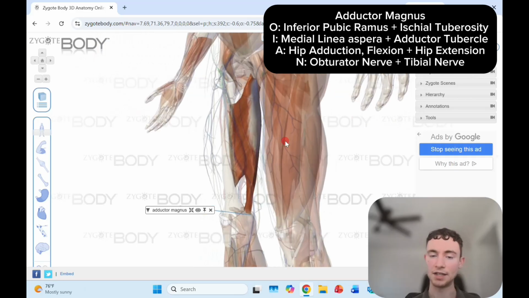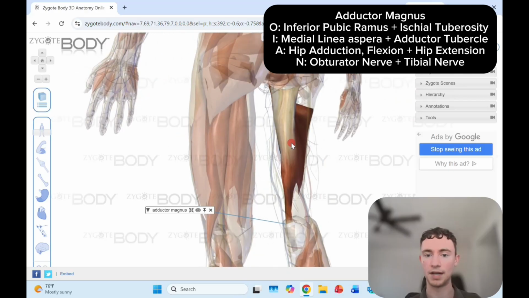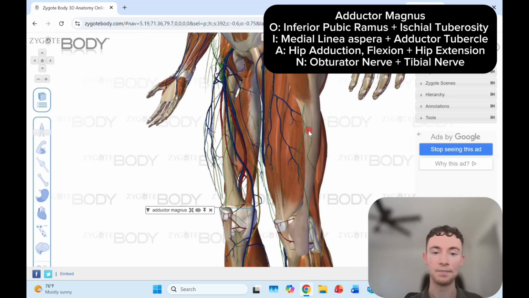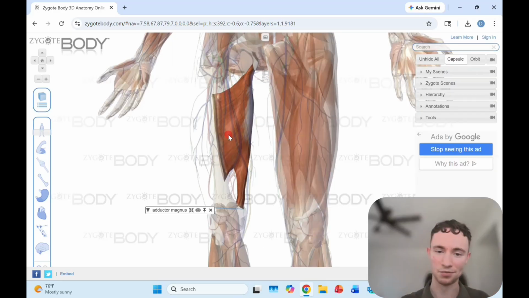And then on the back, this proximally also has an attachment to the ischial tuberosity where the hamstrings attach. And again, like we said, the adductor portion of the adductor magnus is innervated by the obturator nerve, just like all the other adductors, whereas the hamstring portion back here is innervated by the tibial nerve. Makes sense because all the rest of the hamstrings are innervated by the tibial nerve as well. So this muscle can do a lot of different things. It can do adduction, it can do hip flexion, and it also can produce hip extension from that hamstring portion, which is really cool.